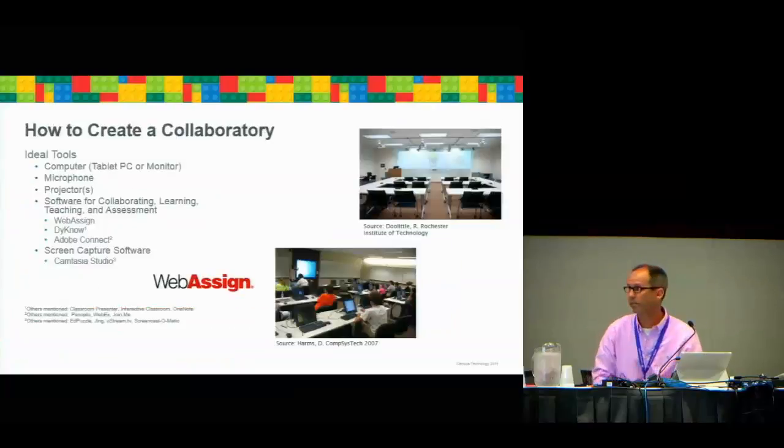So how did I create this Collaboratory? I don't consider it earth-shattering. It's just a formulation of tools that have evolved over the years since 2006, roughly. You certainly need a computer of sorts, and I don't claim that it has to be a PC, even though that's what I wrote at the time. Tablet PCs had been a favorite of mine, or you can simply use a monitor attached to a device.